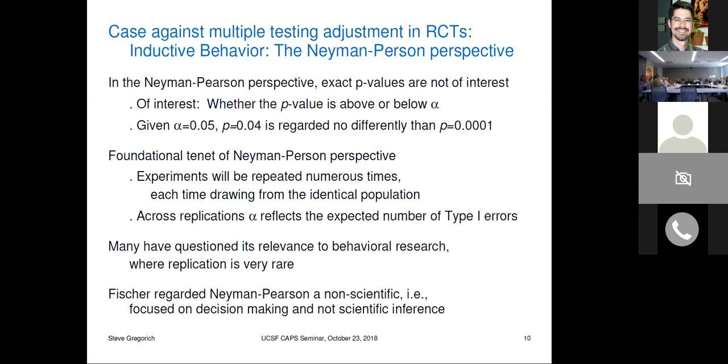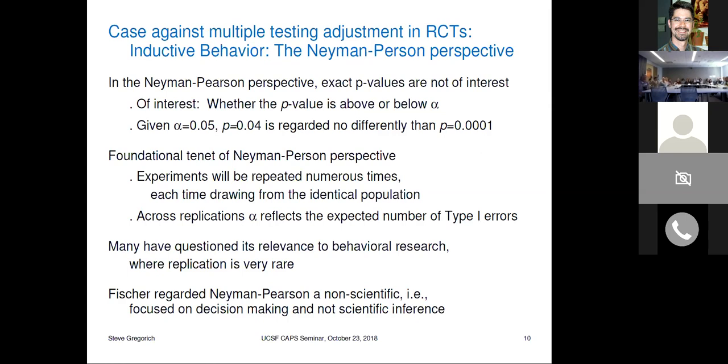To Neyman and Pearson, the exact p-values aren't really of interest. What's of interest is whether or not they're above or below alpha. So if you say alpha equals 0.05 and you have your experiment and get p equals 0.04, to them that's the same as p equals 0.0001. Fisher would say, no, that's not right, because for strength of evidence, smaller p is stronger evidence. And this is one of the things that they probably argued about over 25 articles.